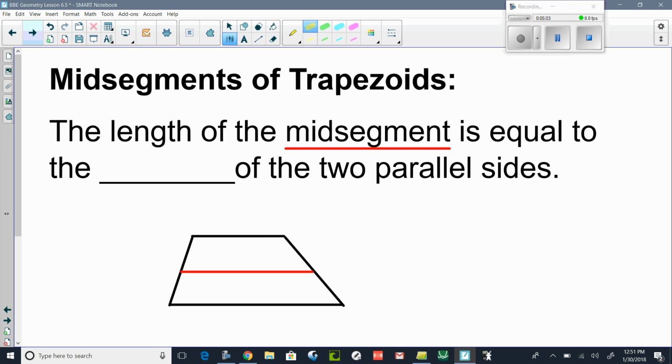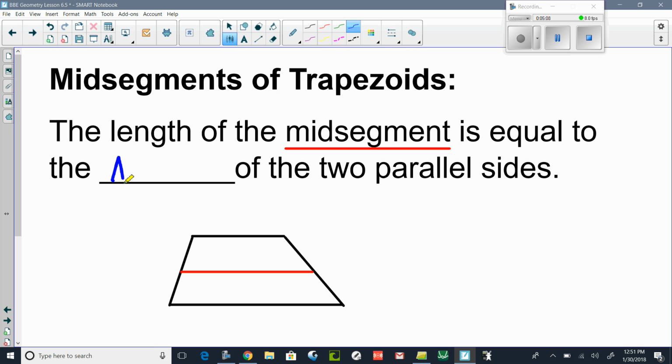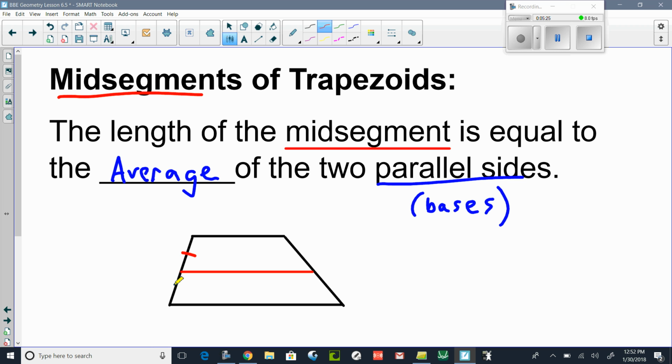Mid-segments of trapezoids. The length of the mid-segment is equal to the average of the two parallel sides. Now, we'll go over this in a lot more detail, but just to fill out this definition, we're talking about an average, and the two parallel sides are also known, as we just discussed, as the bases. Now, a mid-segment in a trapezoid is a segment that connects the midpoint of one side to the midpoint of the other side. So in order to be a mid-segment, we need to know that both point A and B here are midpoints.